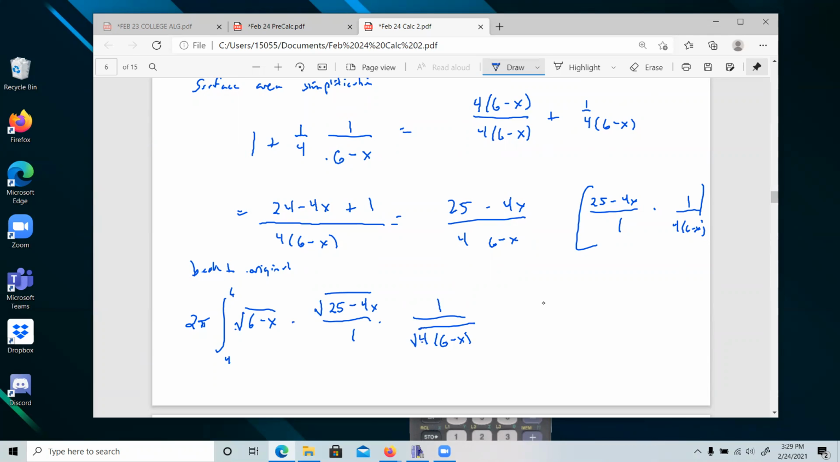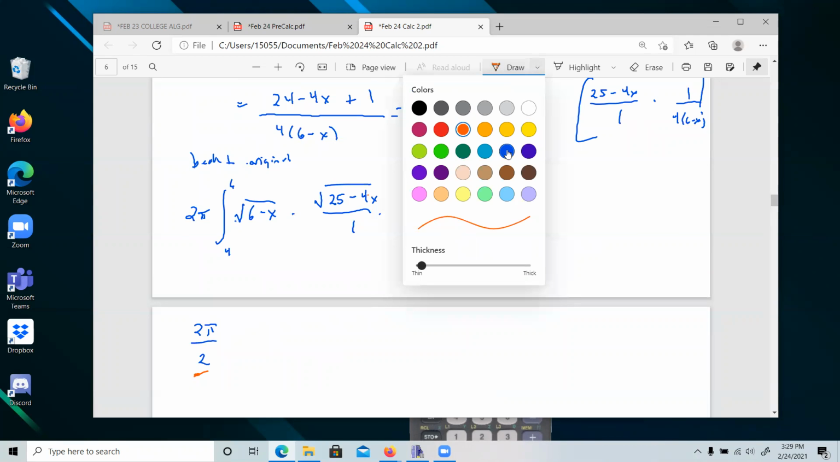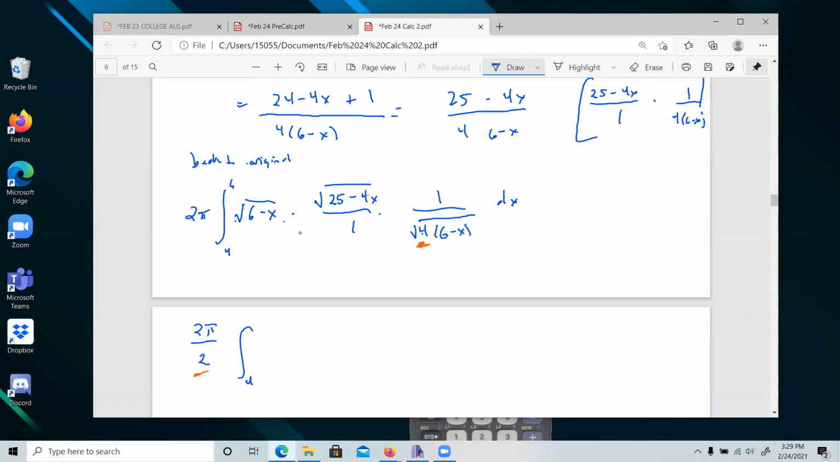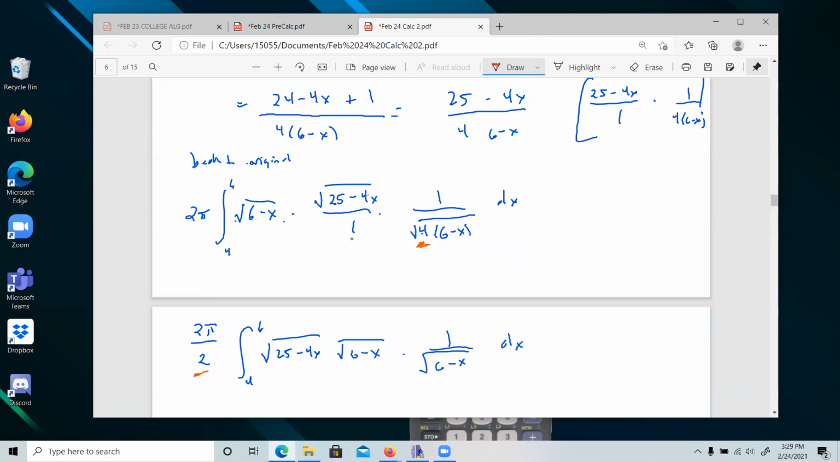And I can even say that the square root of 4 is 2. Right? So that's where this went. This 4 turned into that 2. Right. Integral from 4 to 6. I'm going to write this one first. Then we have the square root of 6 minus x. Then we have 1 over the square root of 6 minus x dx. Isn't that nice the way that turned out? See, you guys thought this was going to be a hard one.